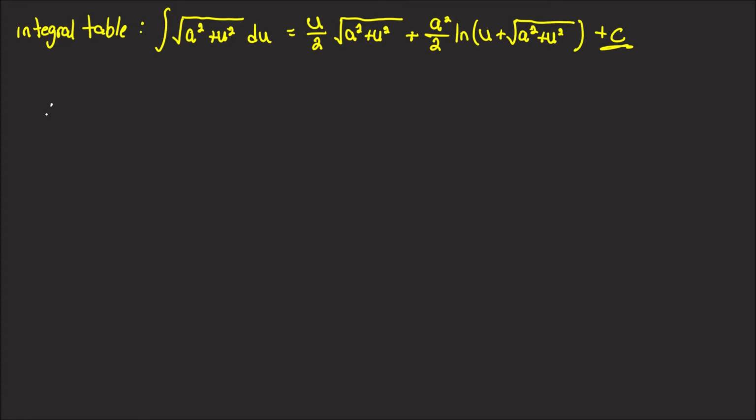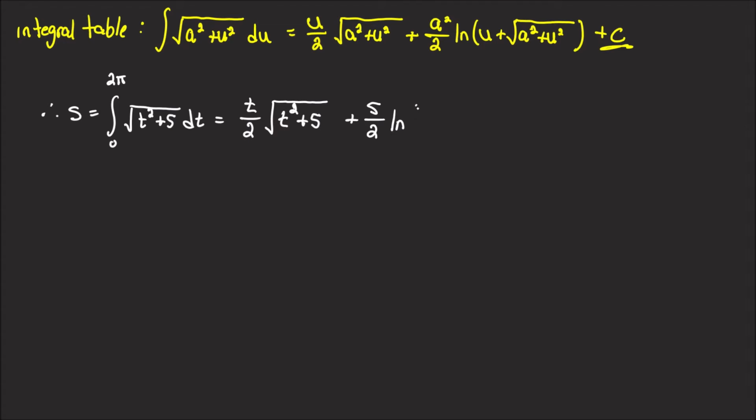So with that, our arc length, which was again the integral from 0 to 2 pi of the square root of t squared plus 5 dt. Well, in this form, our a squared is 5, and our u squared is t squared. So we'll have t over 2 times the square root of, and since addition is commutative, I'm just going to write it as t squared plus 5. Plus, now this 5 halves times the natural log of t plus the square root of t squared plus 5. And this whole thing is evaluated from when t equals 0 to 2 pi.